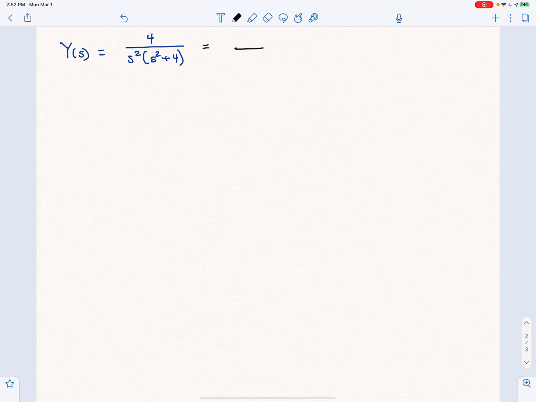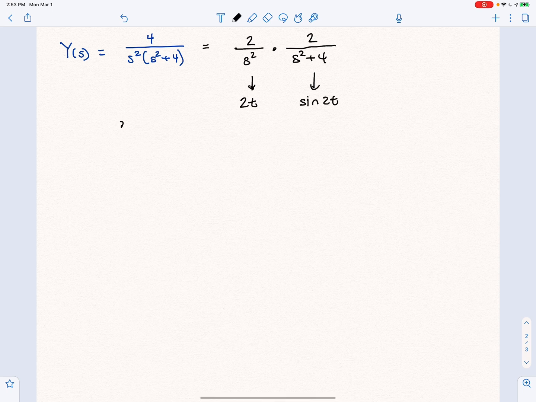And I'm noticing that I have an s squared plus 4, which I know I'm best suited if I put a 2 in the numerator. So that leaves 2 over s squared, and this is actually quite nice because 2 over s squared corresponds to the function 2t, and 2 over s squared plus 4 corresponds to the function sine of 2t.